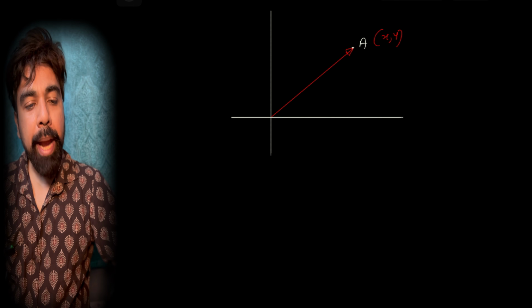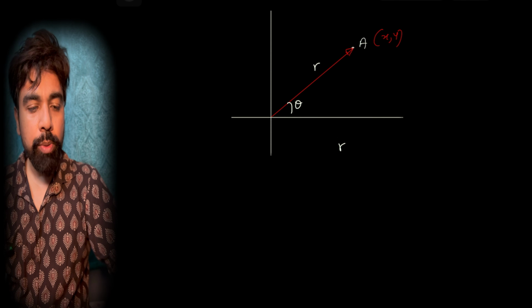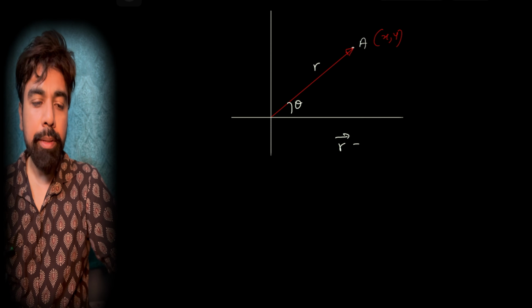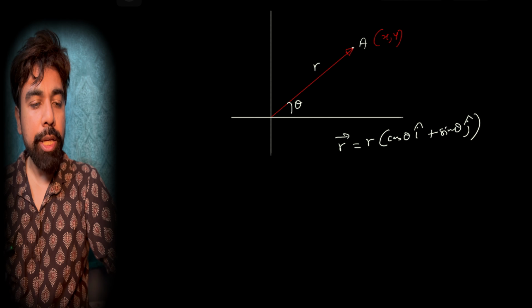Now let me take the magnitude of this OA bar as r, and this angle is theta. So what will this OA bar be? Let me call it r bar. So r bar is going to be r into cos theta i cap plus sin theta j cap.